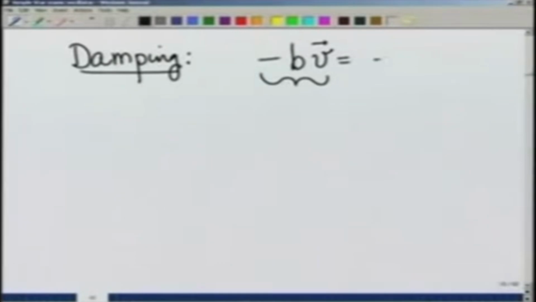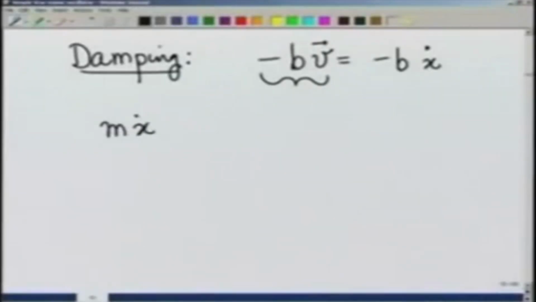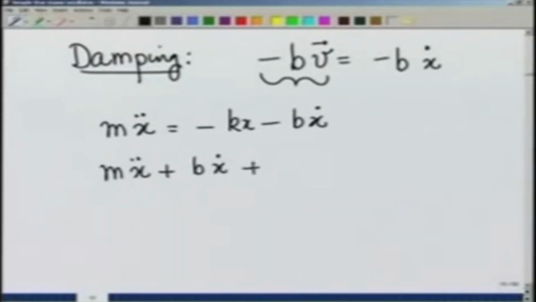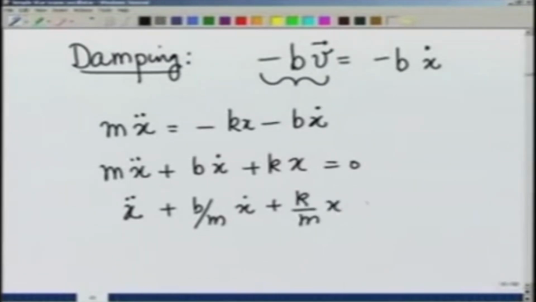Let me write this in one dimension as minus b x dot, and therefore the equation of motion in this case is going to be m x double dot is equal to minus kx minus b x dot, which I can write, bringing all the x terms to the left, as m x double dot plus b x dot plus kx is equal to 0. Dividing by m, I am going to write this as x double dot plus b over m x dot plus k over m x is equal to 0.